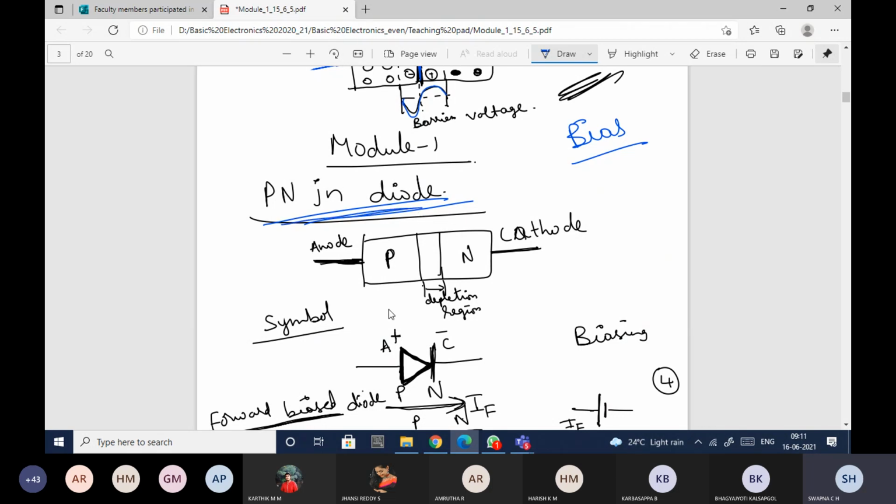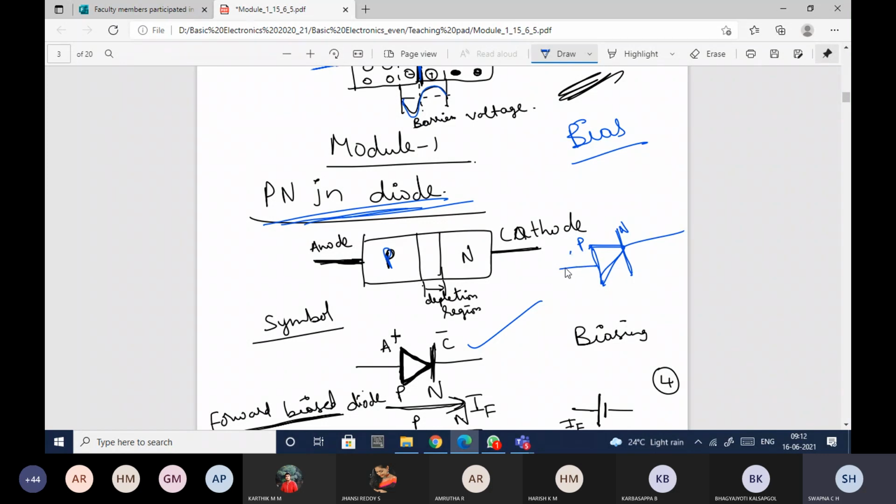So this is a p-n junction diode, which I have already explained to you. And this is the symbol. Don't get confused between the inverter symbol and the diode symbol. The diode symbol is like this: you'll have one arrowhead and a line there. Towards the P side, this is your P and this is your N.